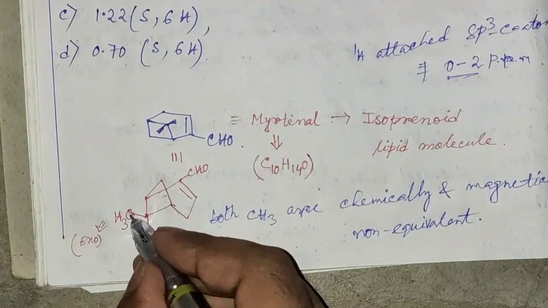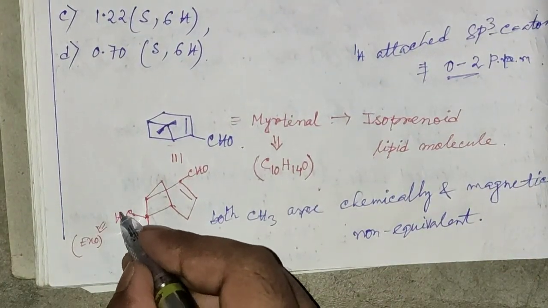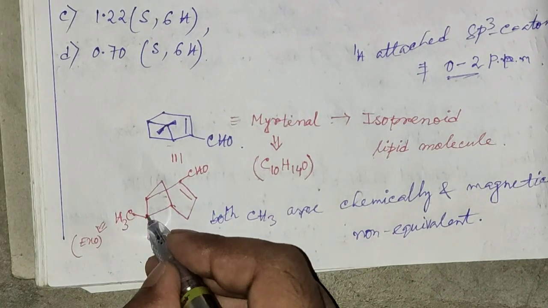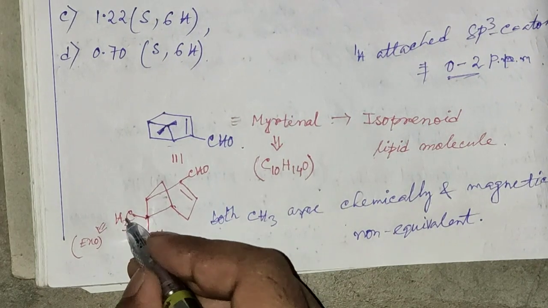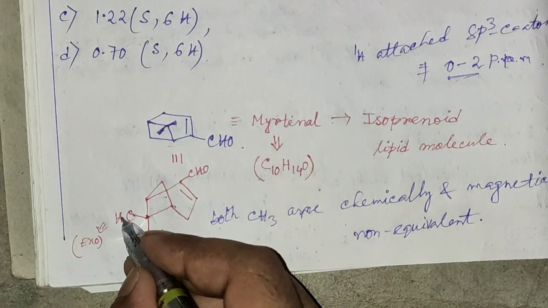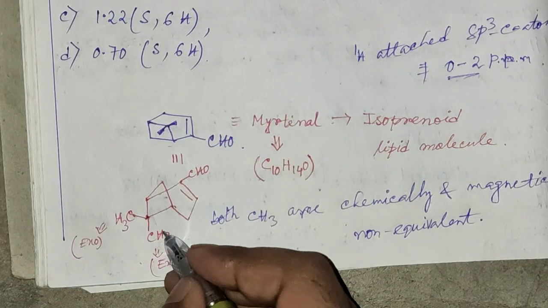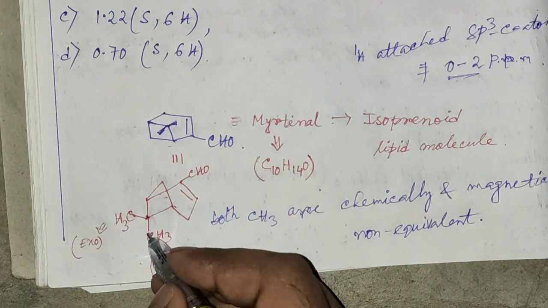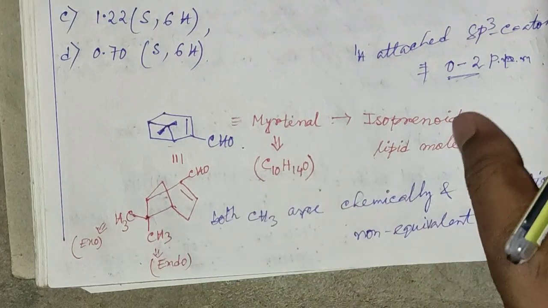And here this CH3, all these 3 protons are equivalent and it is attached to that carbon. There is no proton on it, so this methyl group will appear as a singlet and this will also appear as a singlet. So for both the methyl groups there will be a singlet peak.